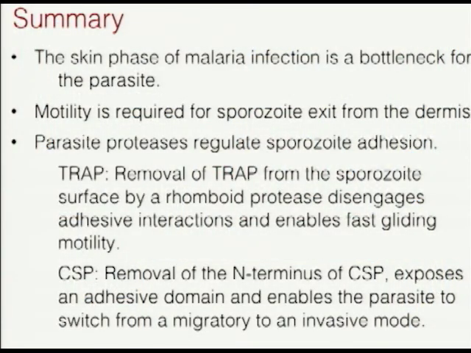So, in summary of all the data I showed you, I think we can say that the skin phase of malaria infection is a bottleneck for the parasite, that motility is required for sporozoite exit from the dermis, and that parasite proteases regulate sporozoite adhesion. In the case of TRAP, removal of TRAP from the surface by a rhomboid protease disengages adhesive interactions and enables motility. And in the case of CSP, removal of the N-terminus exposes an adhesive domain and enables the parasite to switch to an invasive mode.